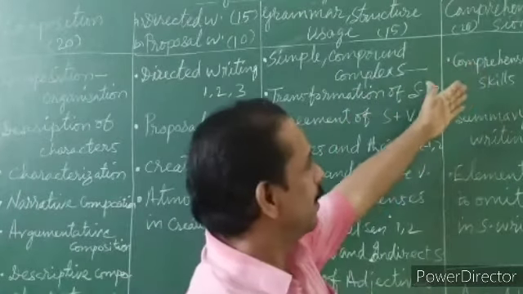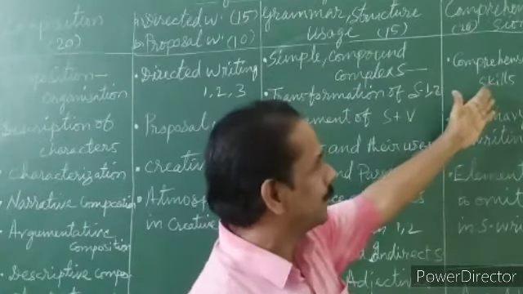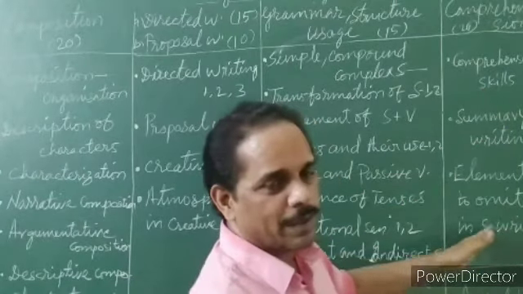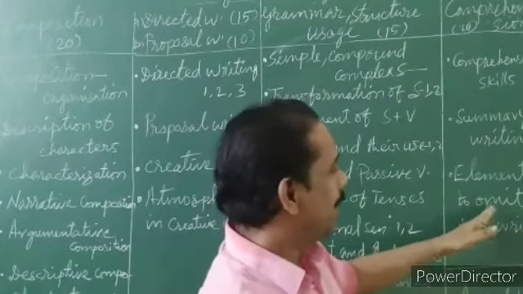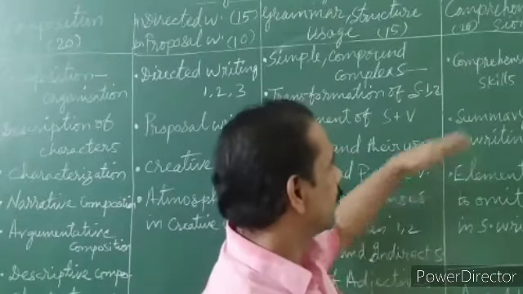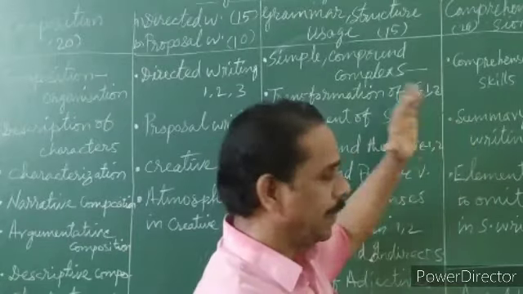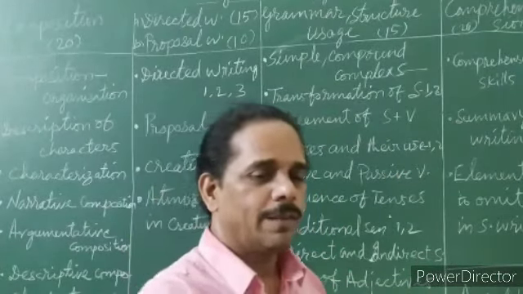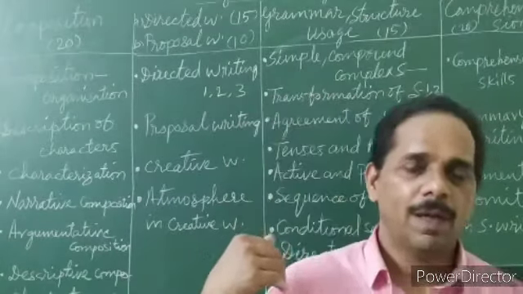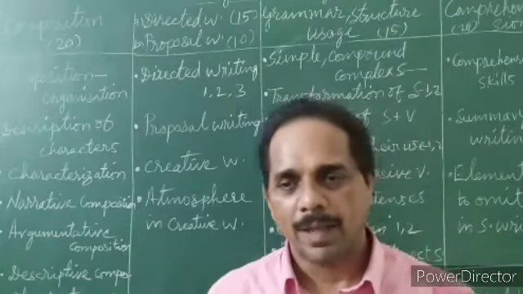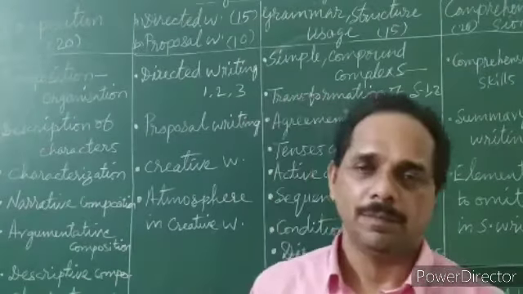And comprehension, you have got comprehension skills. Summary writing, elements to omit, which means to avoid, elements to omit in summary writing. That's all. So 1, 2, 3, only 3 sections. So this is my plan. I plan it out this way, and last year the students found it easy.